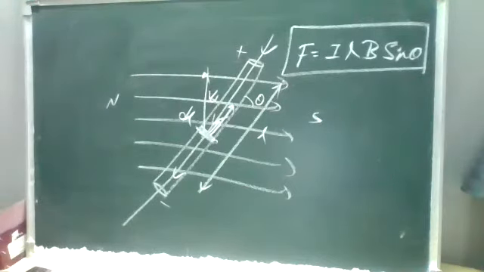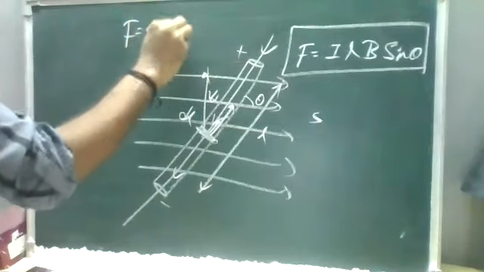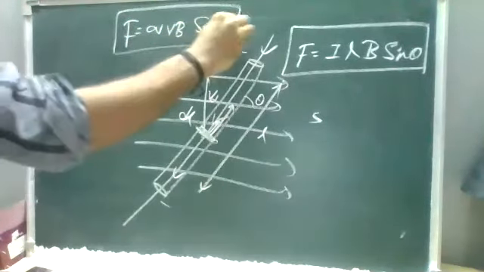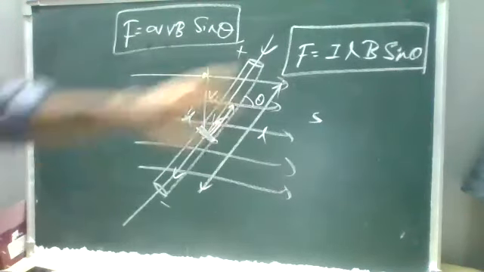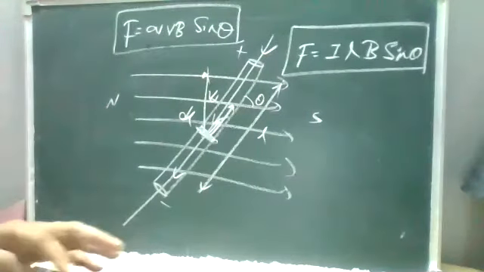This relation is used for a current carrying conductor placed in a uniform magnetic field. Earlier we discussed the force F is equal to QVB sin theta, which is used for a single charge. When we are discussing a current carrying conductor, it is F is equal to BIL sin theta. Okay, just take this relation.